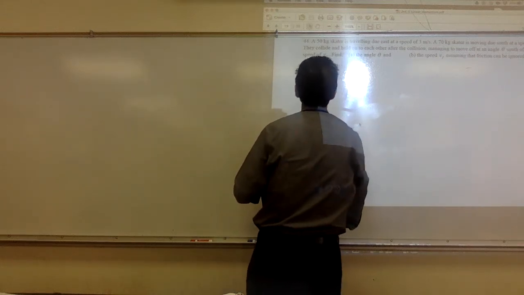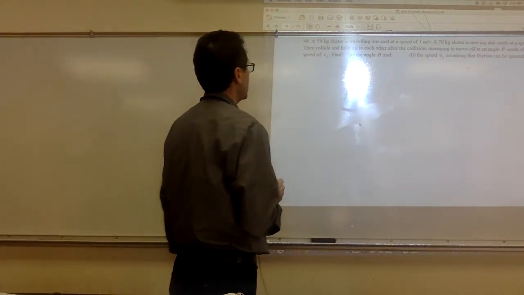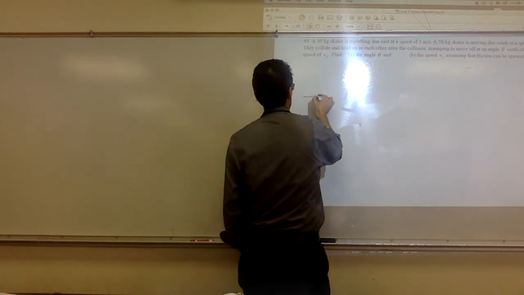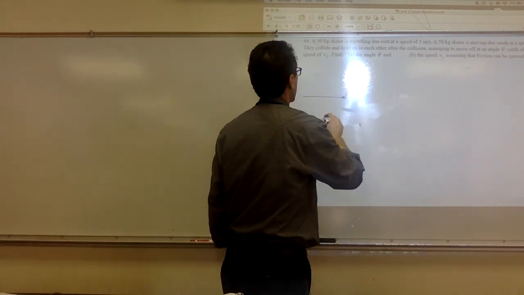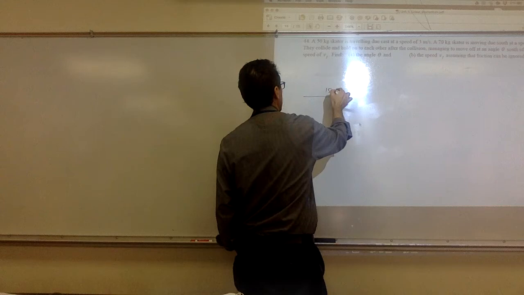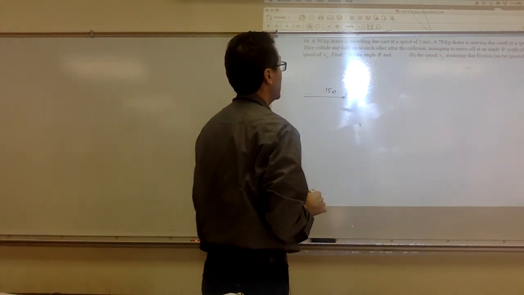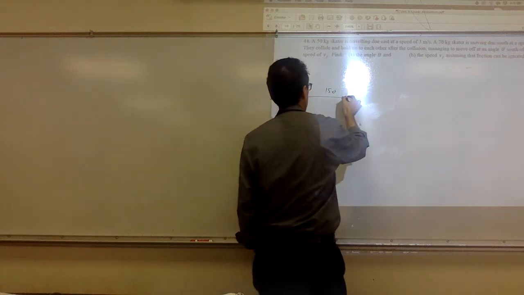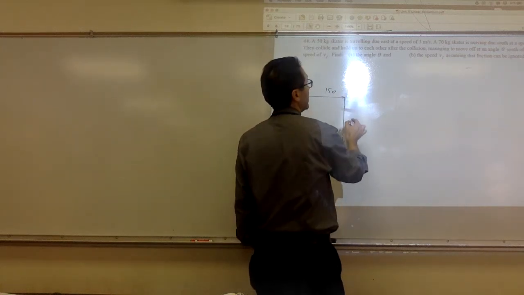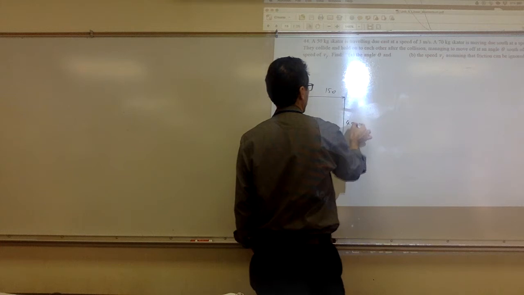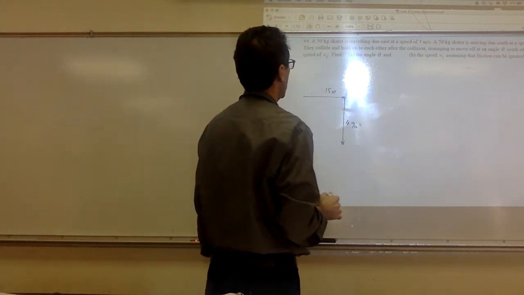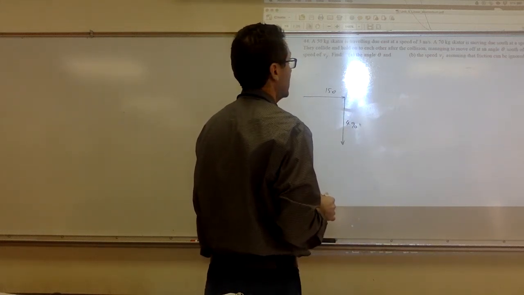Okay, 44. A 50 kilogram scale is traveling due east at 3 meters per second, so a momentum of 150. A 70 kilogram scale is moving due south at a speed of 7 meters per second. So the momentum of this one is 490. Okay, they collide and hold on to each other, so they stick together.